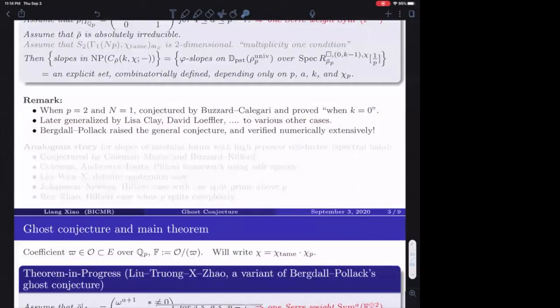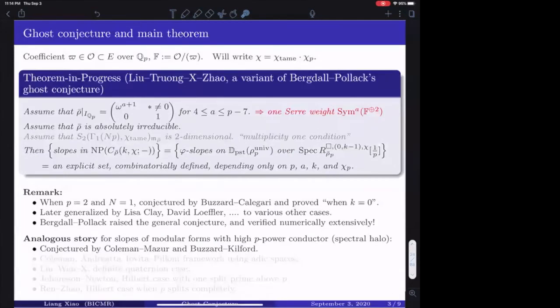Maybe I should also mention that there's an analogous story. Earlier we talked about the case where the level is exactly divided by p once. There's also an analogous story for modular forms with high p-power conductor, and this is related to something called the spectral halo. The statement in a very vague form looks similar: the slopes of these modular forms are the same as slopes of deformations, and this is some explicit set you can find.